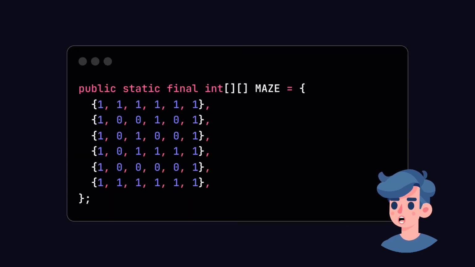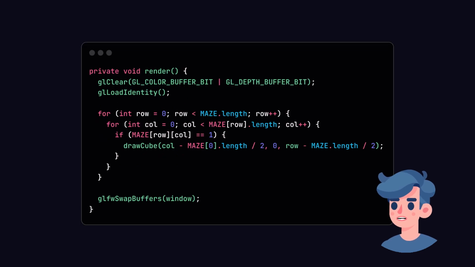Now that we have a player moving around, it's time to implement the maze structure. We can create a simple representation of our maze using a 2D array where 0 is a path and 1 is a wall. With the maze structure in place, we need to render the maze on the screen.